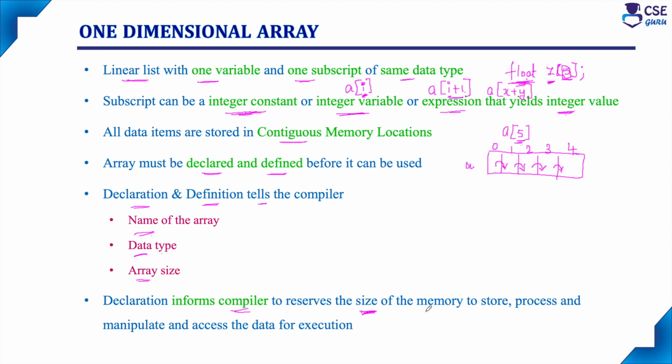Okay. So once the array is declared, the compiler will reserve the size of the memory with the help of the array size to store, process, manipulate and access the data for execution. So this is a one-dimensional array.